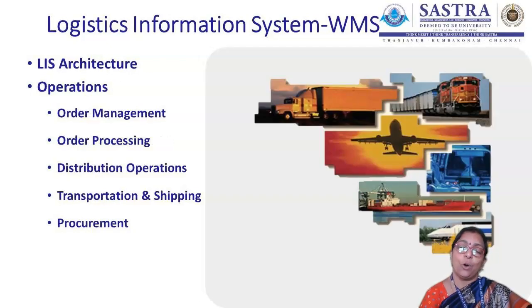Now I'm taking you to the operations part, which includes the information activities required to receive, process, and ship customer orders and to coordinate the receipt of purchase orders. Operations management consists of certain basic components like order management, order processing, distribution operations, transportation, shipping, and procurement. All these are again part of our operations management.